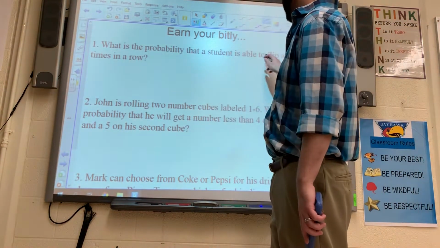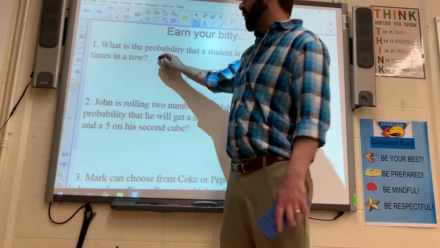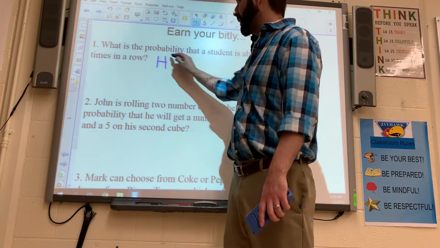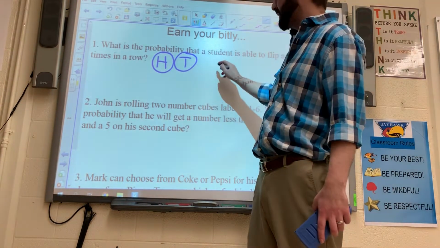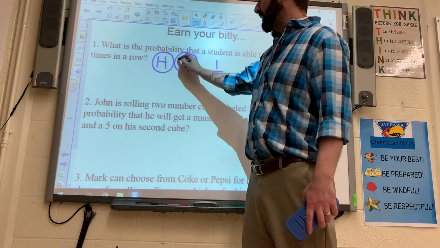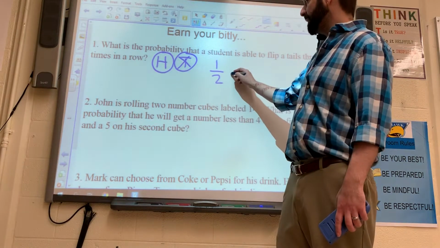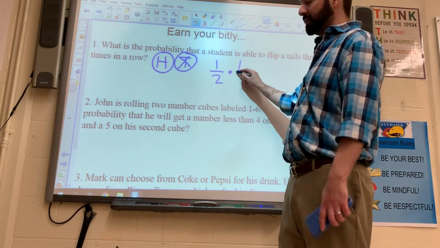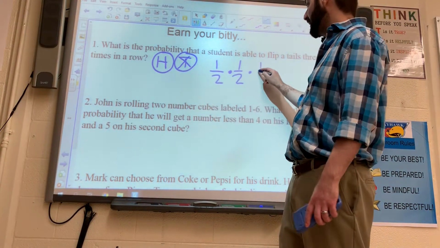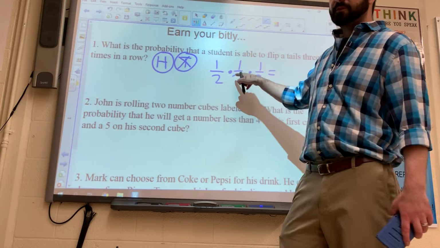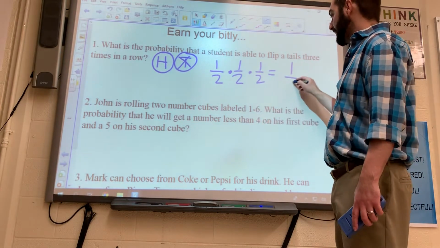What's the probability that a student flips tails 3 times in a row? Well, I know that there's 2 options on a coin. We have a head side and a tail side, and I want to get tails. Well, the probability I get tails the first time, 1 out of 2. There's 1 tails, 2 sides. Then I flip it again. Still only 1 tails, still only 2 sides. And then I want to flip it again. Well, there's still only 1 tails out of 2 sides. 1/2 times 1/2 times 1/2, 1/8.